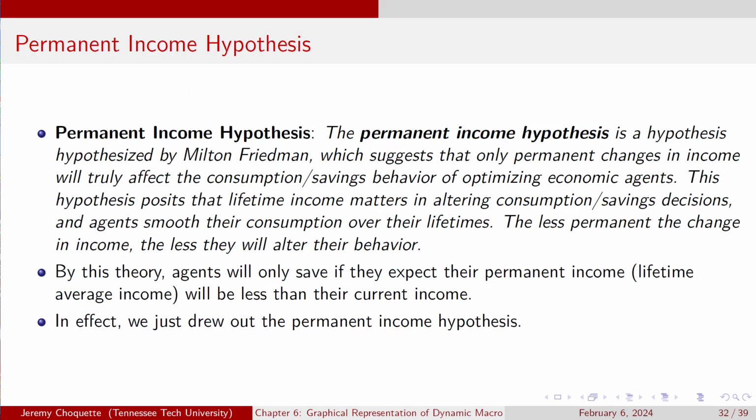Now, this actually leads to something known as the permanent income hypothesis. And this was hypothesized by Milton Friedman. It suggests that only permanent changes in income will really affect the consumption or savings behavior of optimizing economic agents. This actually got Friedman the Nobel Prize in economics. It posits lifetime income matters when it comes to altering the consumption savings decisions, and agents will be smoothing their consumption over their lifetime. So the less permanent the change in income, the less they're going to alter their behavior.